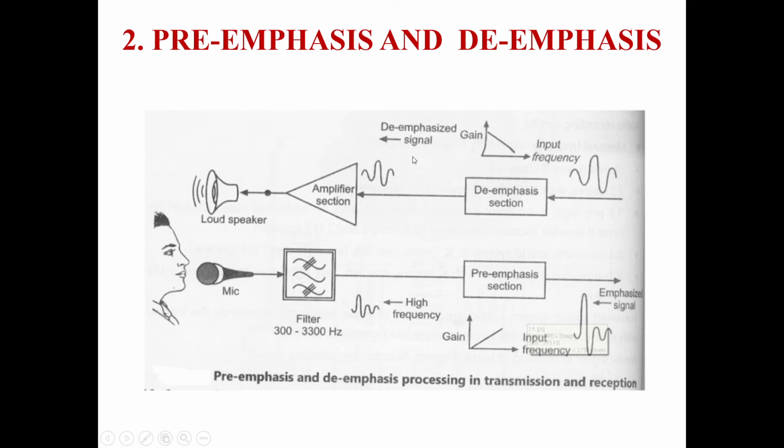Then you give the de-emphasized signal to the amplifier section, which will amplify your signal and give it to the loudspeaker. So these are the processes which we are doing with our audio signal.